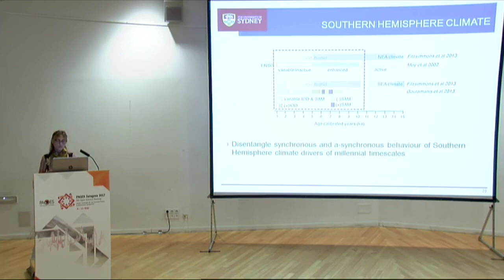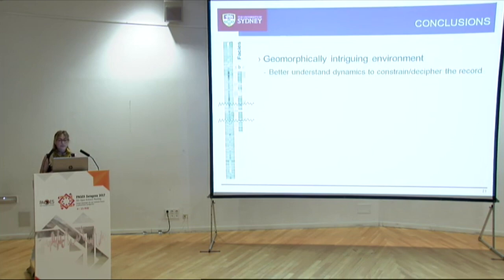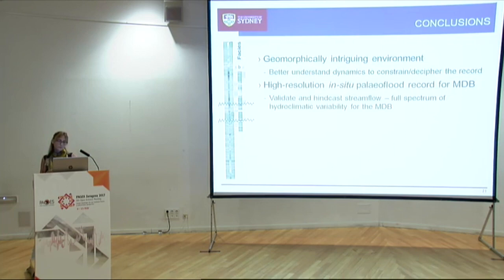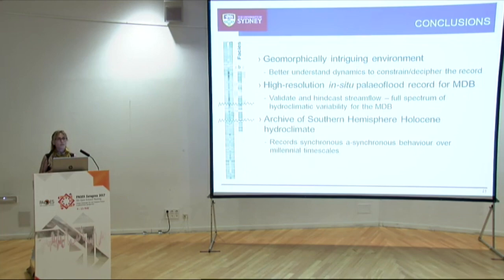So just to conclude, we have a geomorphically really intriguing environment. We hope to better understand the dynamics of the system to constrain and decipher the record. We have the first high-resolution in-situ paleoflood record for the Murray-Darling Basin, which can be used to validate and hindcast stream flow, and will capture the full spectrum of hydroclimatic variability for the Murray-Darling Basin, and a potentially really powerful archive of Southern Hemisphere Holocene hydroclimate from which we can disentangle the synchronous and asynchronous behaviour of specific climate drivers for the Holocene.